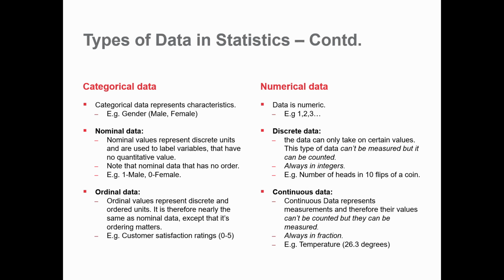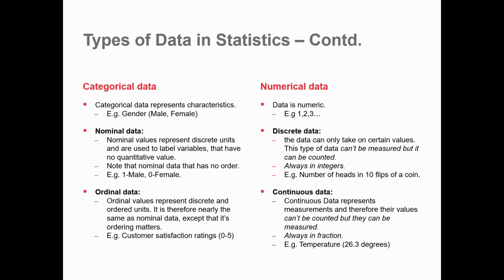Nominal data means the order in which you define the data doesn't matter. For example, you can assign 1 for male and 0 for female. So this does not have any quantitative value, we are simply assigning 1, 0, but it does not have any significance. So this is nominal data. It is just to label variables, nothing else.